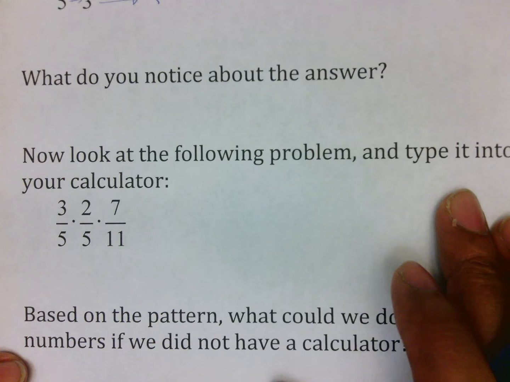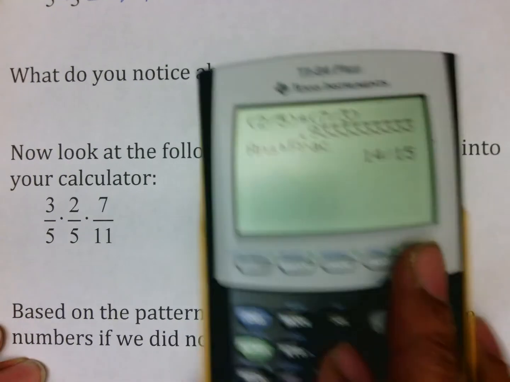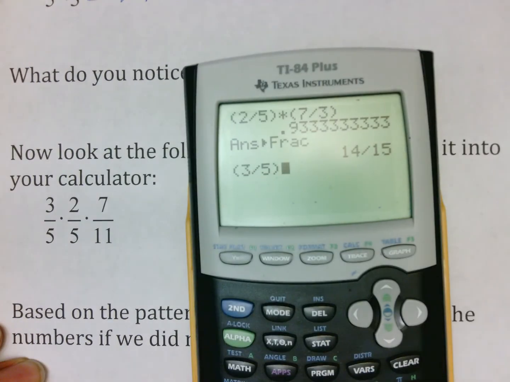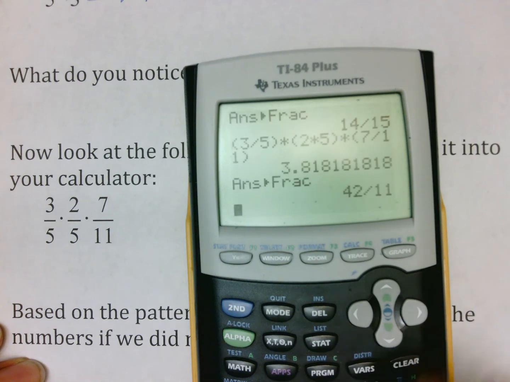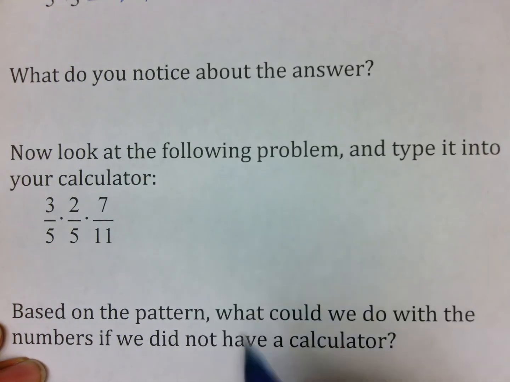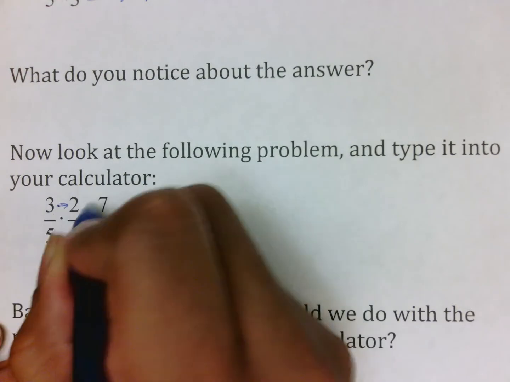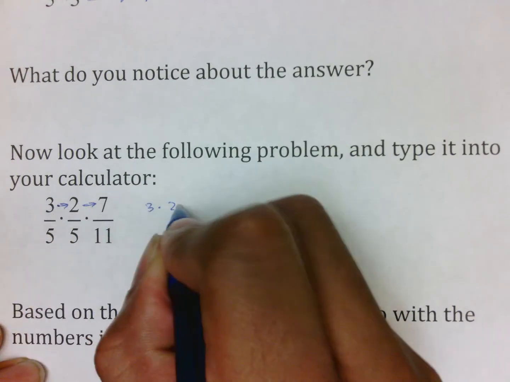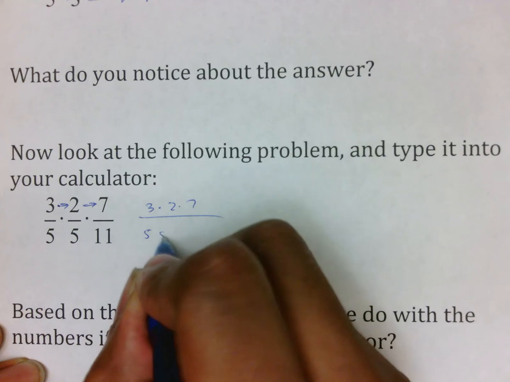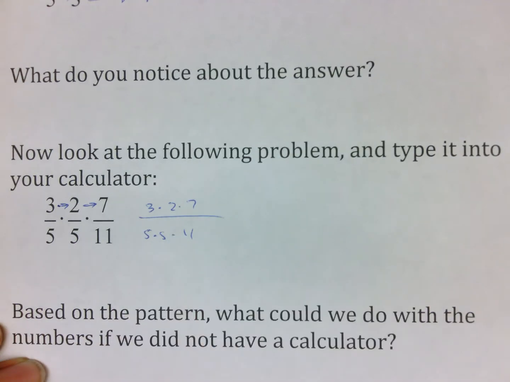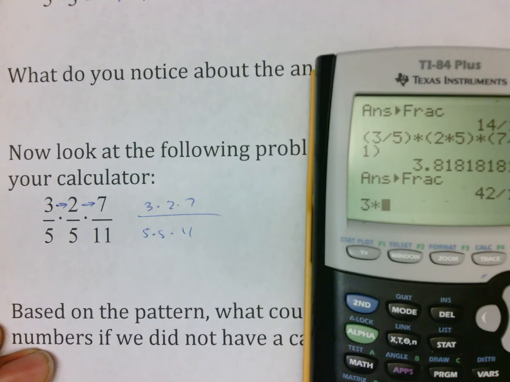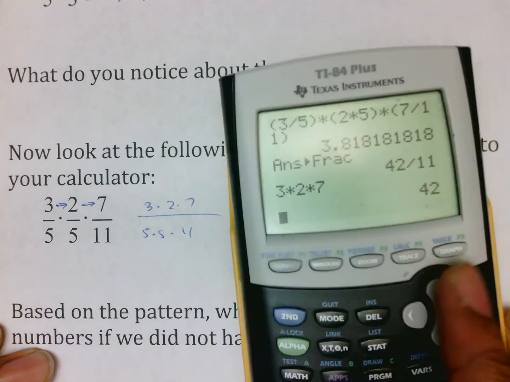If you look at this problem and type it into your calculator, 3/5 times 2/5 times 7/11, you get the answer of 42 over 275. The bottom line is that you pretty much take 3 times 2 times 7, put it over 5 times 5 times 11, and that's the 42 that we should get. So 3 times 2 times 7 gives me the answer of 42.